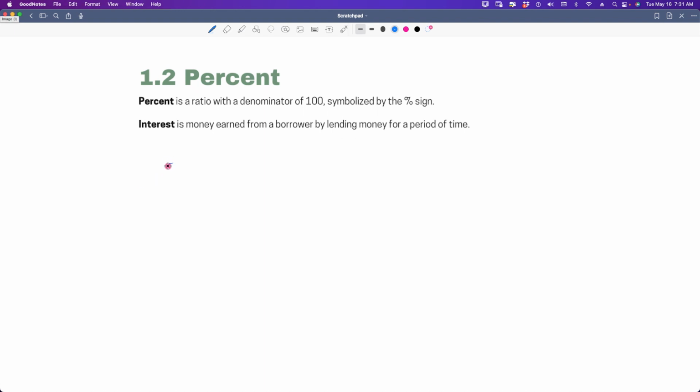So we could say 5.7% is equal to 5.7 over 100. And if we divide 5.7 by 100, we get the decimal 0.057. And that would be 5.7% expressed as a decimal.